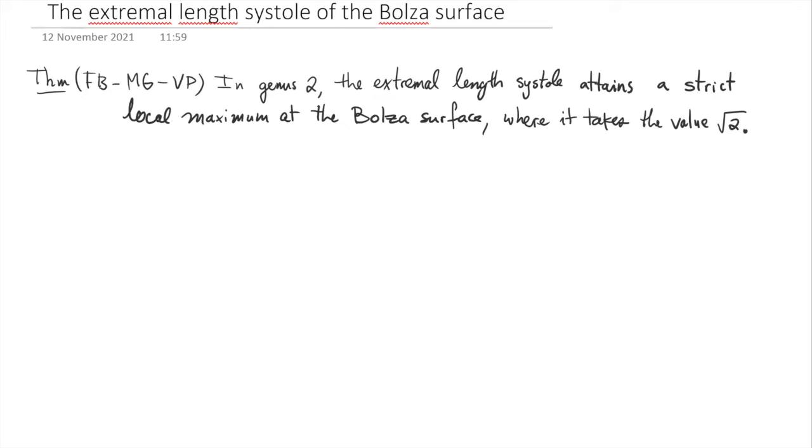All right, so the theorem I want to talk about is the following joint work with Didac Martinez-Granado and Franco Vargas Pallete, which says that in genus 2, the extremal length systole attains a strict local maximum at the Bolza surface, and the value at the Bolza surface is equal to square root of 2. So I don't think I'll have time to explain why it's a strict local maximum, but I'll talk about the calculation of the value square root of 2.